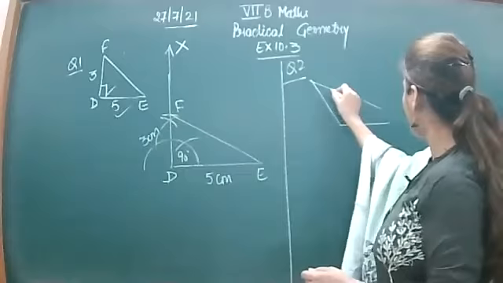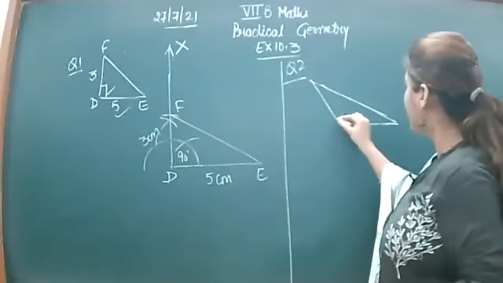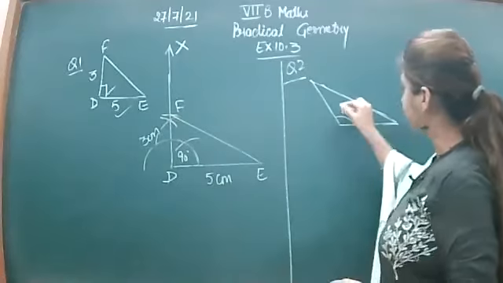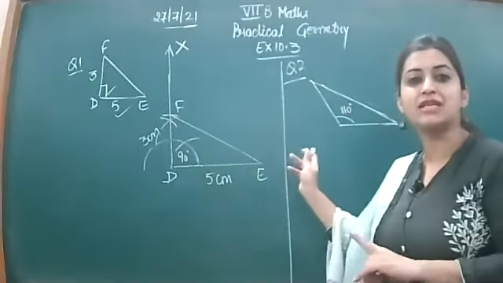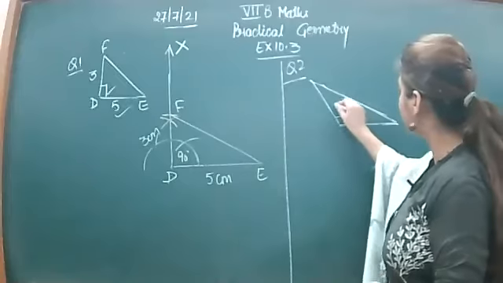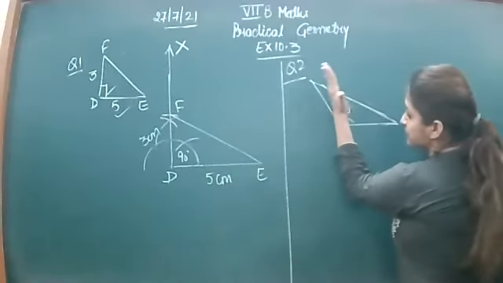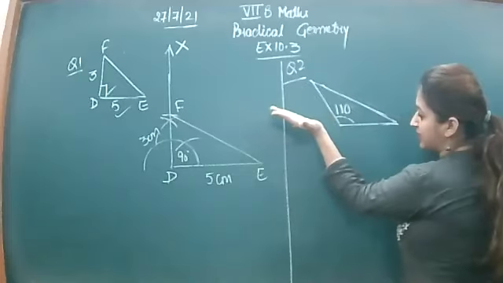Can you tell me why I have drawn the figure in this manner? Actually, the angle is obtuse. 110 is an obtuse angle, so that will always move towards the outside direction.